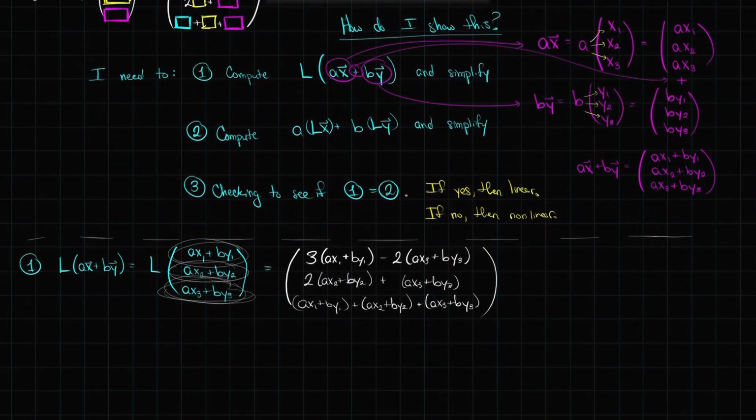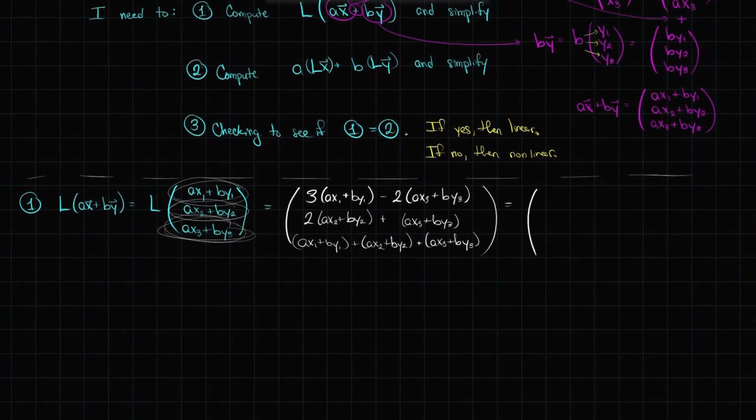Part of step 1 says, and simplify. So let's go ahead and simplify everything. It's going to be to my advantage when I simplify to bring all terms with A's together and factor out an A, and all terms with B's together and factor out a B. So if I look at this, I have 3AX1 minus 2AX3. I can simplify that as A, 3x1 minus 2x3. And then in B's, I have 3BY1 minus 2BY3. So B, 3y1 minus 2y3. I can do the same on the next row.